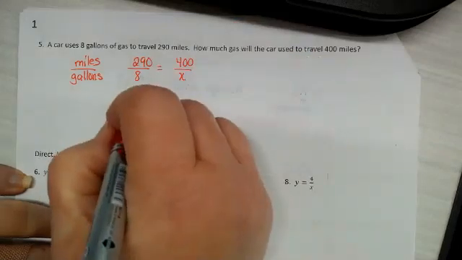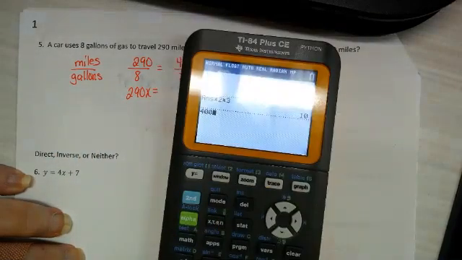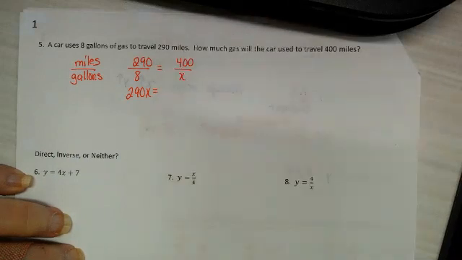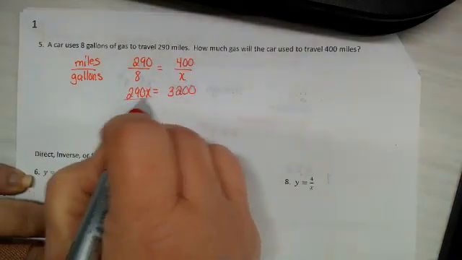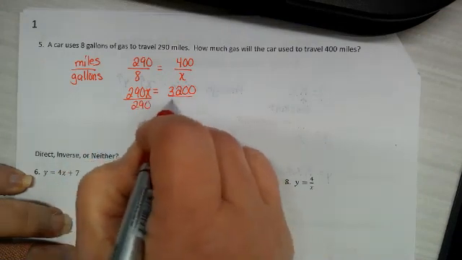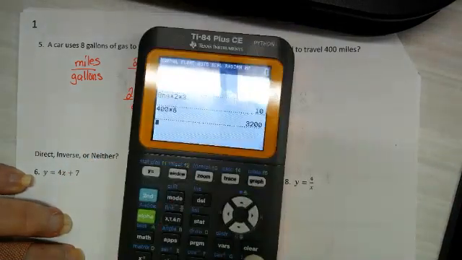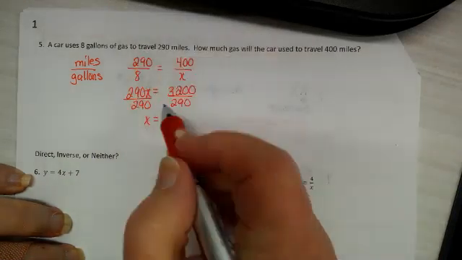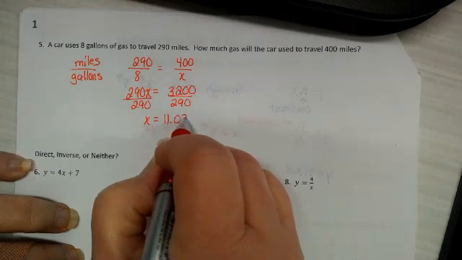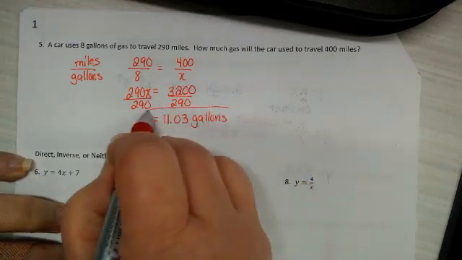Let's see, 290 times x and 400 times 8 is 3,200. So when we divide both sides by 290, we get 11.03. So around 11 gallons of gas are used for this 400-mile trip.